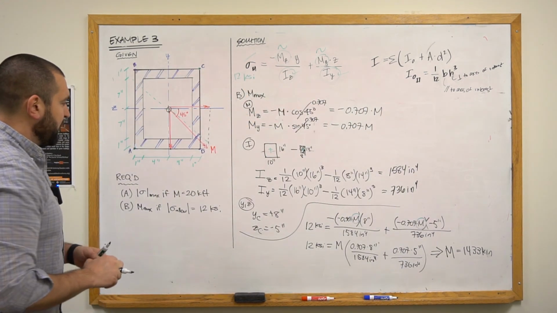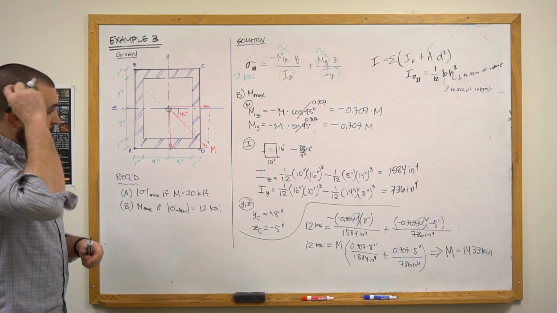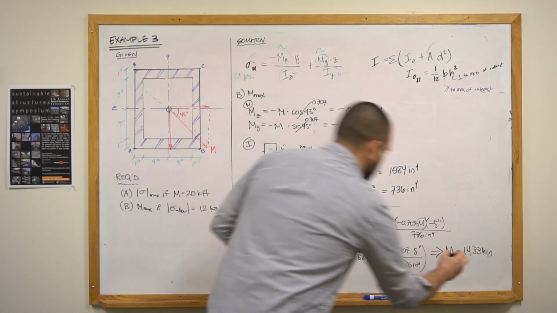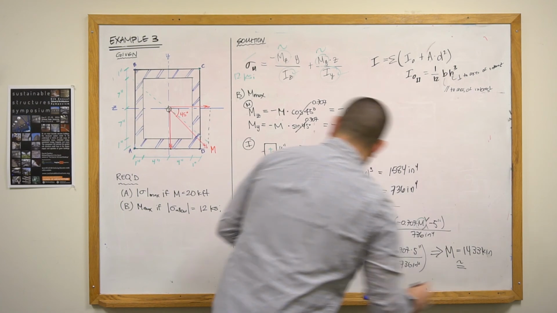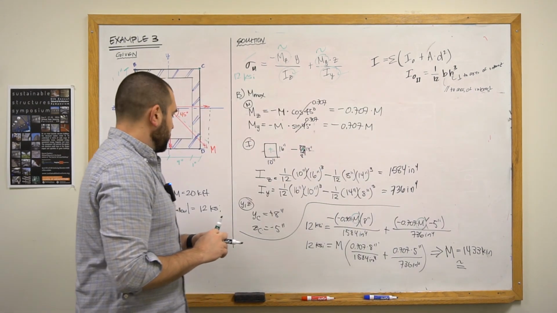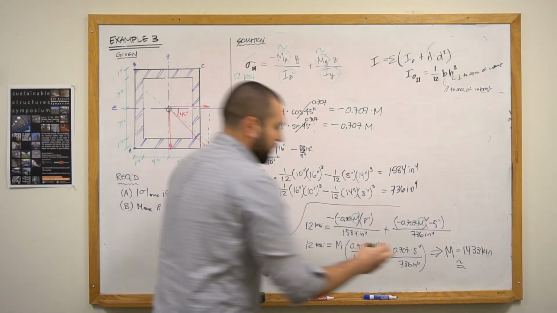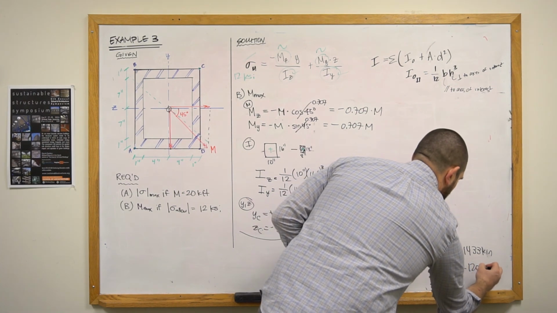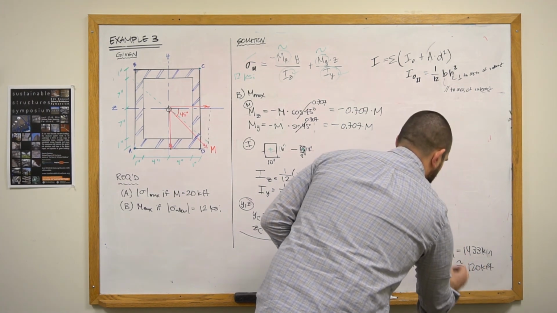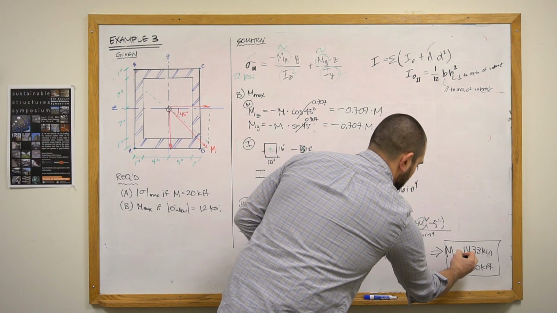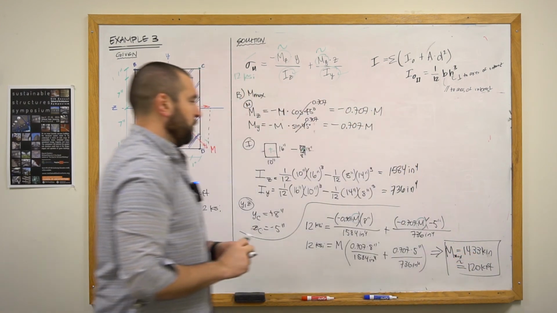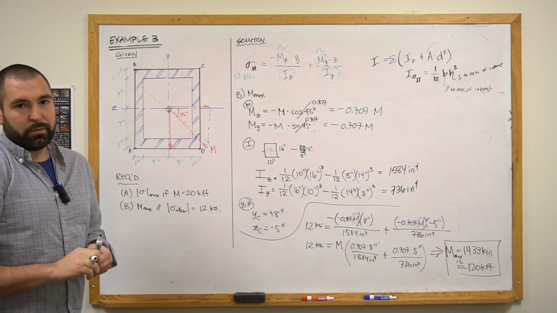We could simplify it back down to kip feet if we wanted to. This is going to be approximately 120 kip feet, approximately. And that's going to be the maximum moment that can be withstood.